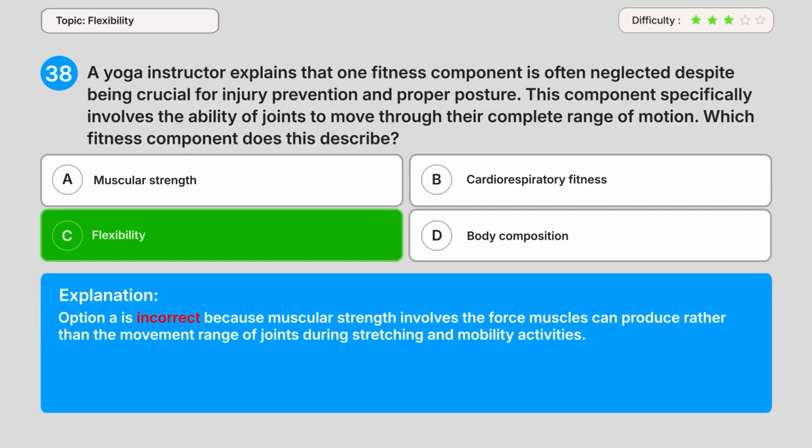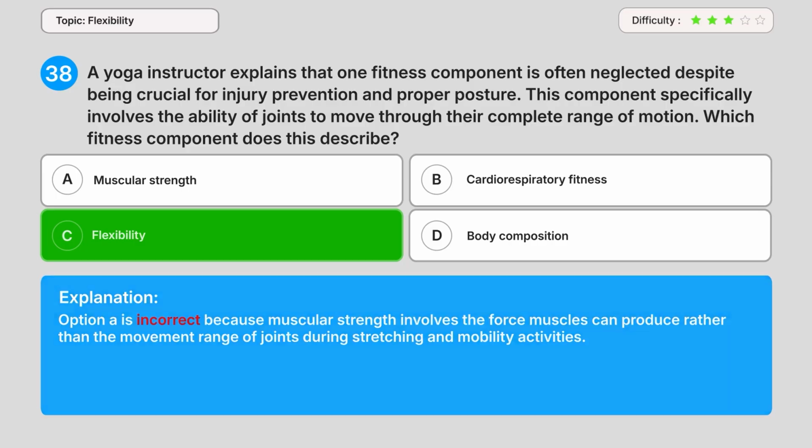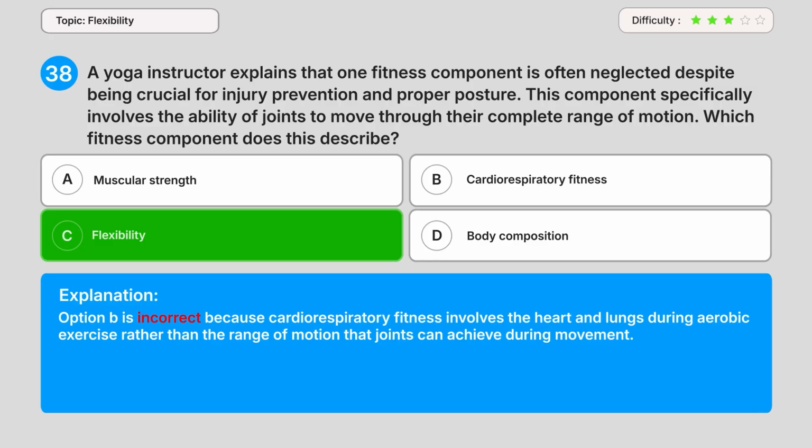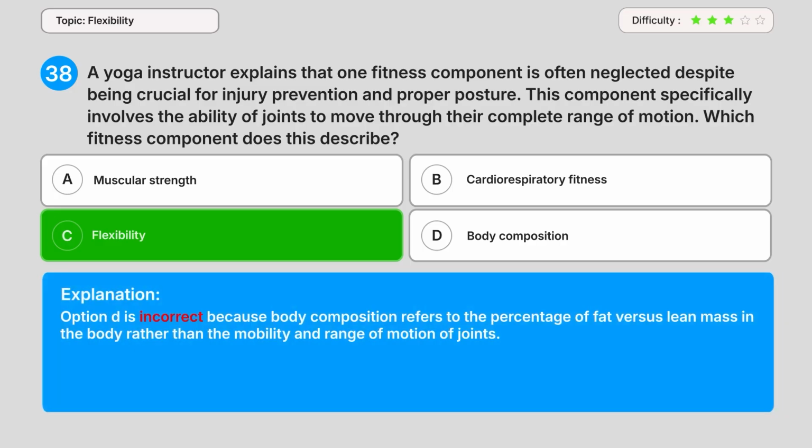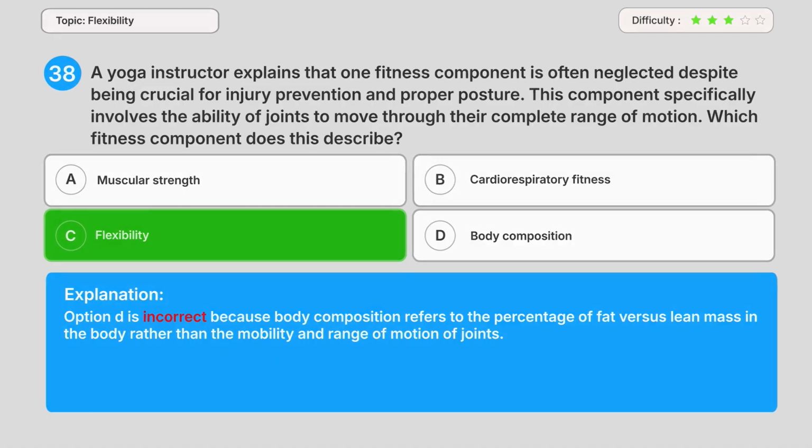Option A is incorrect because muscular strength involves the force muscles can produce rather than the movement range of joints during stretching and mobility activities. Option B is incorrect because cardiorespiratory fitness involves the heart and lungs during aerobic exercise rather than the range of motion that joints can achieve during movement. Option D is incorrect because body composition refers to the percentage of fat versus lean mass in the body rather than the mobility and range of motion of joints.